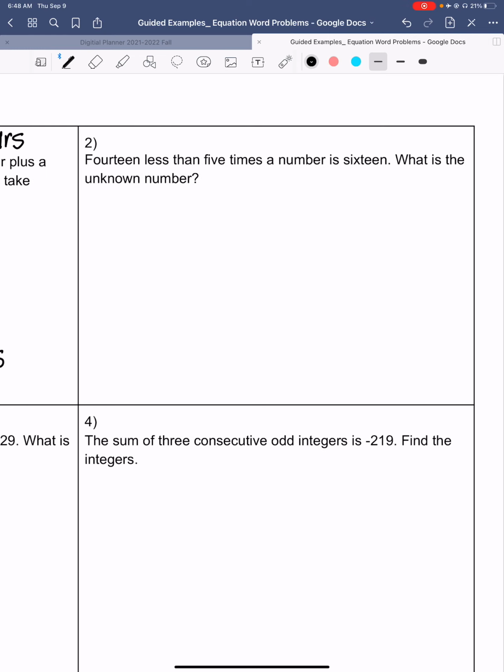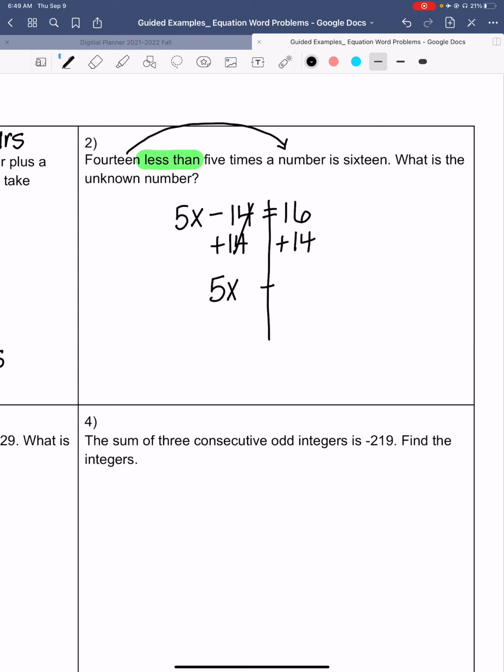All right, so the next one, 14 less than. So less than, remember when we do less than, that goes behind what it's describing. So 5 times a number, so a number is X, less than, so we're going to subtract 14 is 16. All right, so we're going to add 14, and then 5X equals 30, divide by 5, and X equals 6.